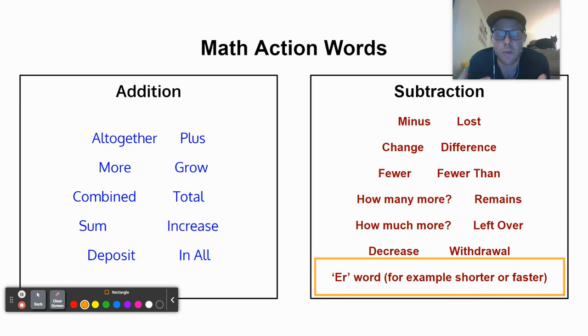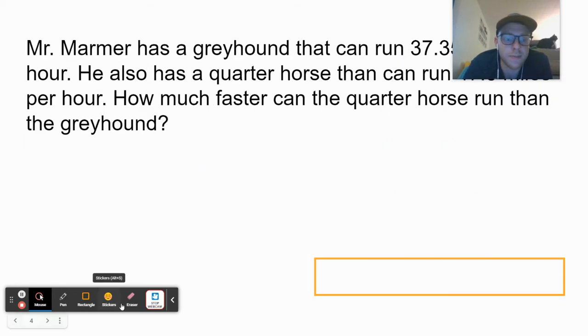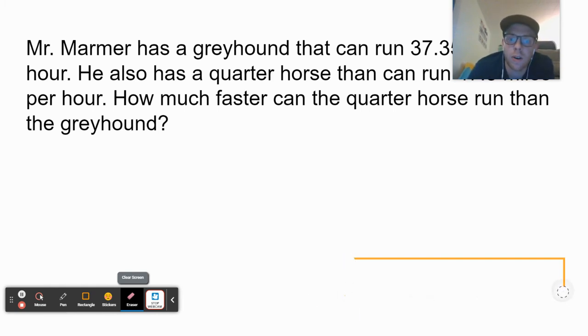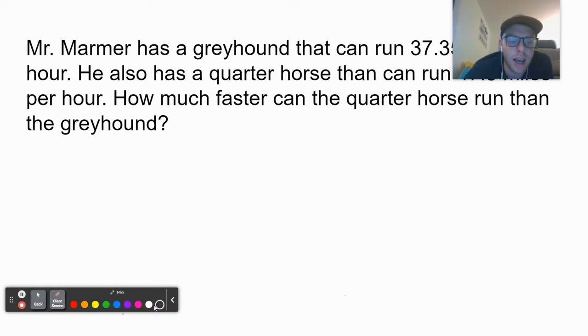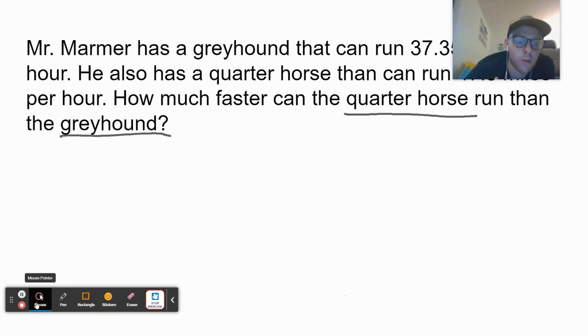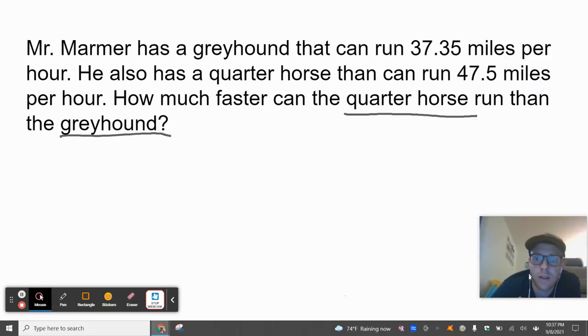As you build your foldable list, I would encourage you to list those words. Maybe you even want to make your own section at the bottom where you can identify these different words that you see. But for our purposes, in this problem in particular, we are dealing with the word faster. It says how much faster. So I need to compare the quarter horse to the greyhound. The quarter horse to the greyhound.